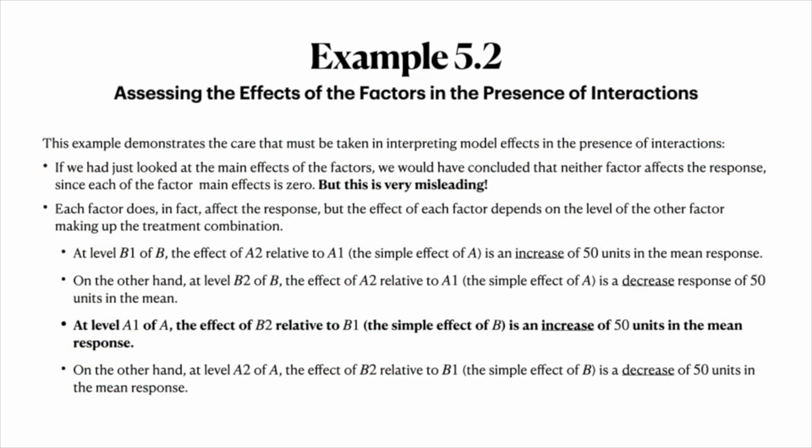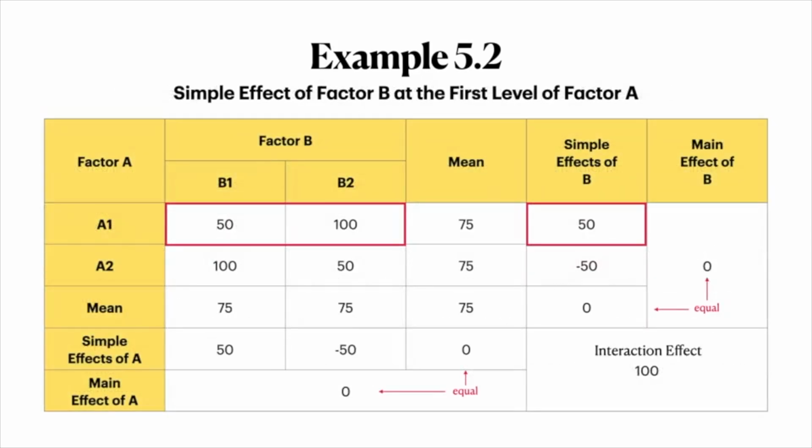Likewise, at the first level of factor A, A1, the effect of B2 relative to B1, which is the simple effect of B, is an increase of 50 units in the mean response. And so we can see that here. At the first level of factor A, the impact or the effect of factor level B2 relative to B1 is an increase of 50 units.